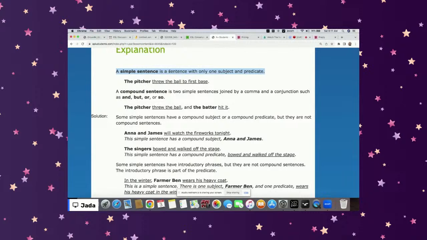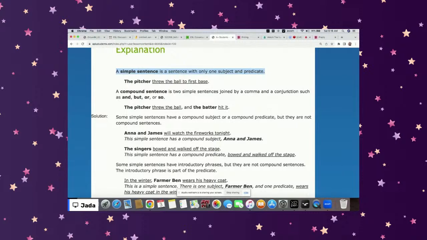Okay, now moving on to the next one, we have compound sentence. A compound sentence is two sentences joined by a comma and a conjunction. All right. So a compound sentence is two simple sentences. That is, we have these simple sentences in two places, and then we join them by a comma and a conjunction.